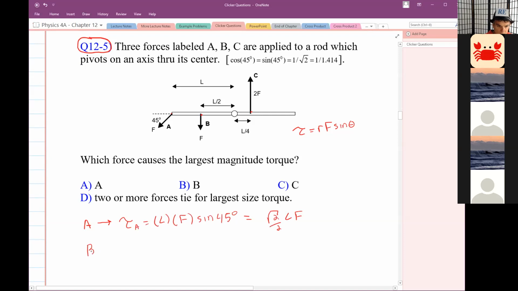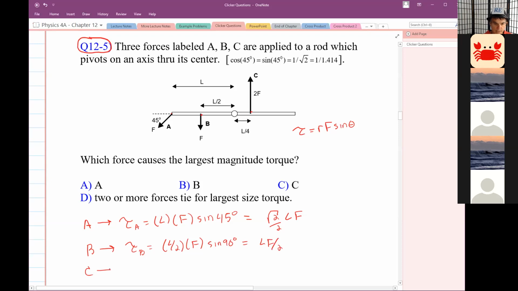Force B is located a distance of L/2 away from the axis of rotation, so that's my R. It still has a magnitude of F, but now the angle between the force and the R vector is 90 degrees. So I get sine of 90 degrees. So what I get is LF/2.